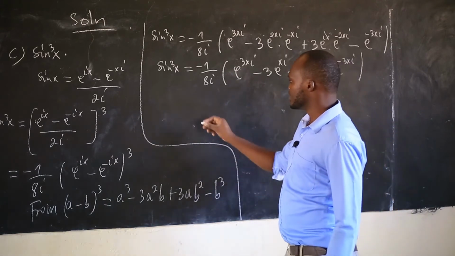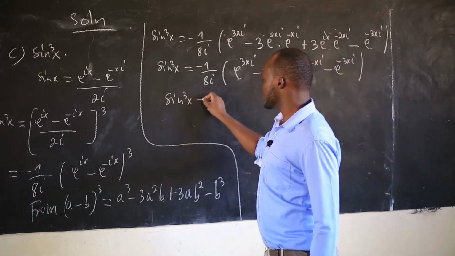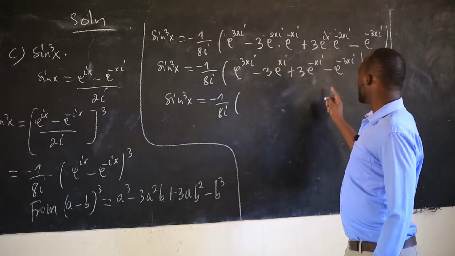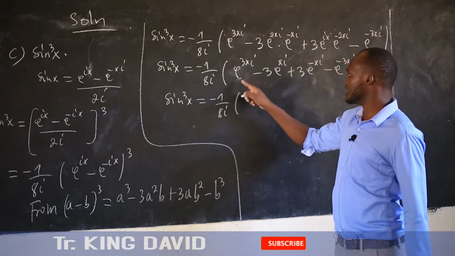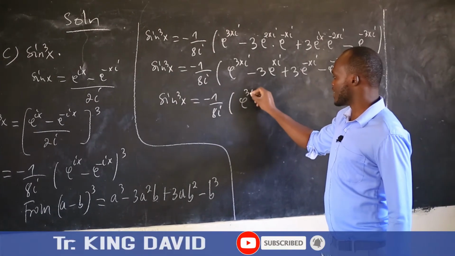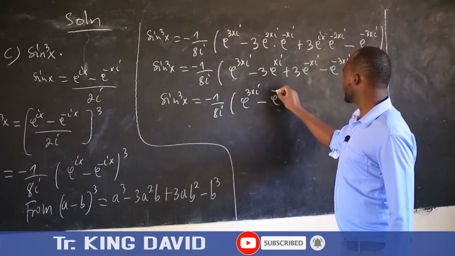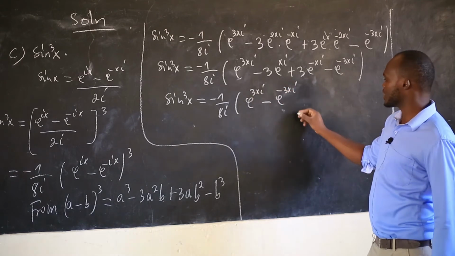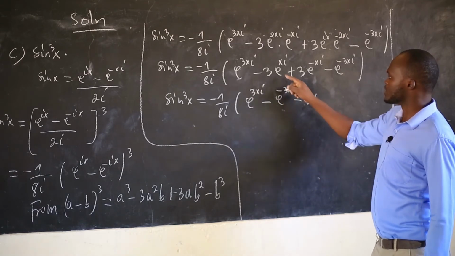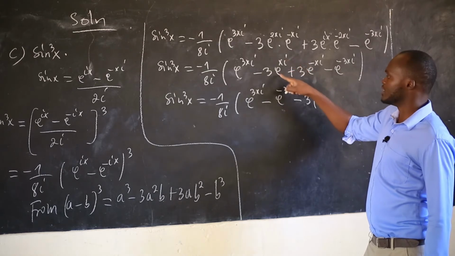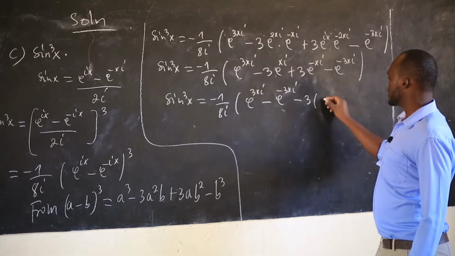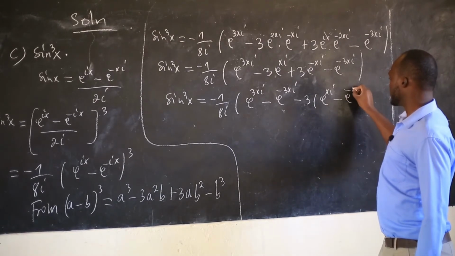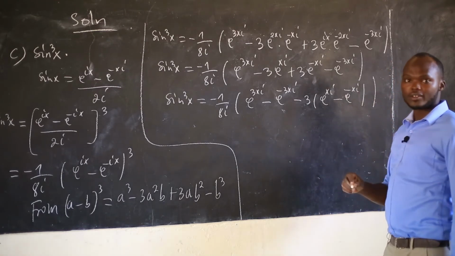Which means that sine power 3x is the same as negative 1 over 8i into bracket, we group those that are related: e power 3xi minus e power negative 3xi. Then we take negative out of the bracket, minus 3 into bracket, because this one has a positive exponent, its coefficient must be positive. So that is e power xi minus e power negative xi. Then you close the bracket.